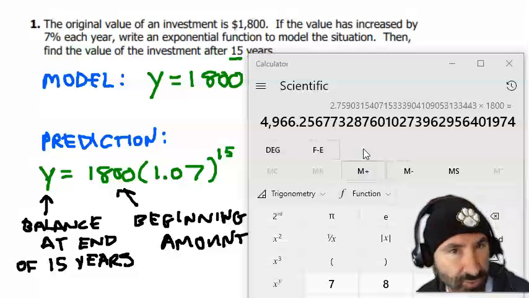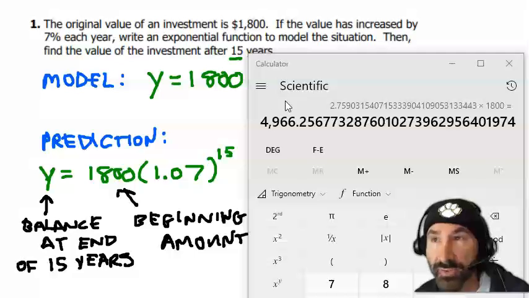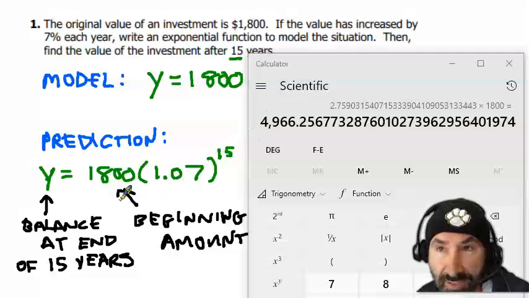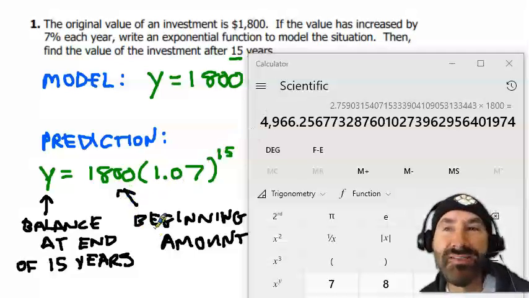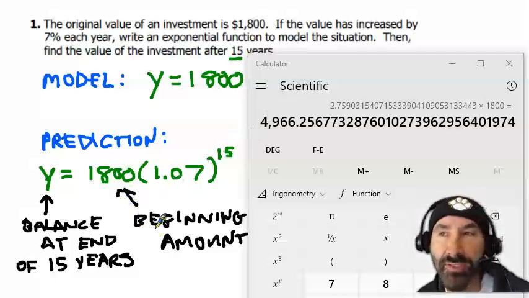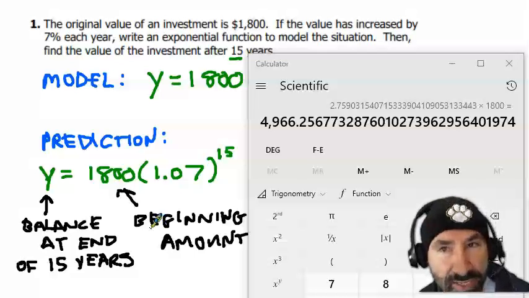Now, who cares about the 26 cents? We are happy that our $1,800 turned into $4,966. Now, you might say to yourself, $4,966 really isn't that much for 15 years. And I tend to agree with you, especially in this day and age. However, I will say this. I want to point something out.